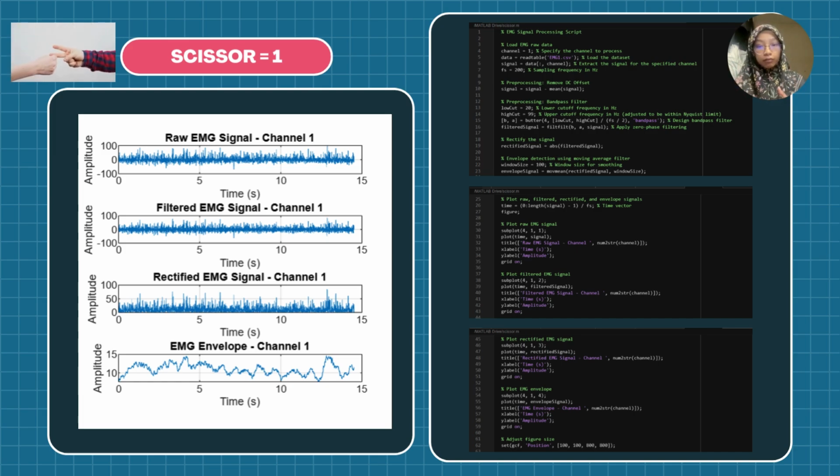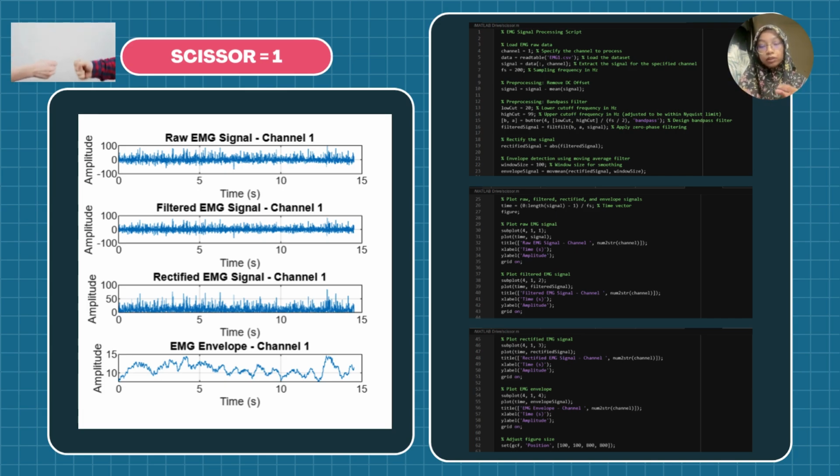Hence, the graph that we get shows the filtered EMG signals. Compared to the raw signal, it is much cleaner and better, as it represents the actual muscle activity. In the next step, we rectify the EMG signals. As indicated in the code, the ABS function rectifies the signals.